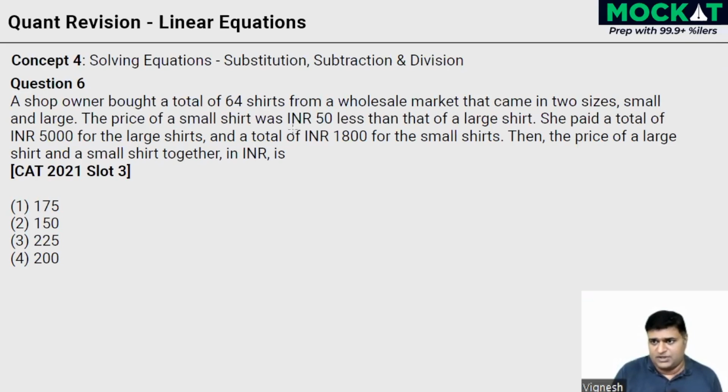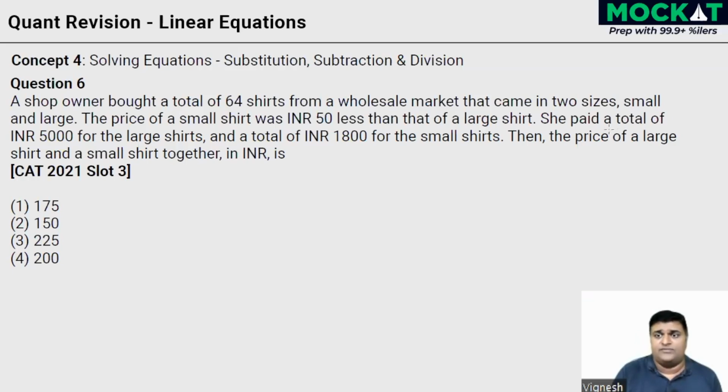The price of a small shirt was 50 rupees less than that of a large shirt. She paid a total of 5,000 for the large shirts and a total of rupees 1,800 for the small shirts. Then the price of a large shirt and a small shirt together is what? It's a simple linear equation question, right? But what are the variables over here?